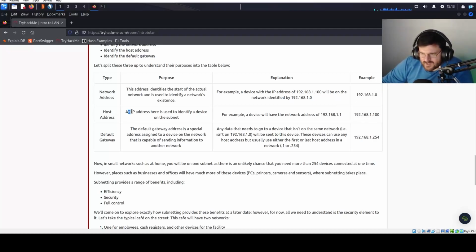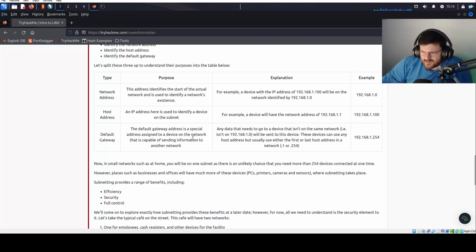Host address. An IP address here is used to identify a device on the subnet. So the network address is used to identify a network's existence, but the host address is to identify a device on the subnet. For example, a device will have the host address of 192.168.1.1, right?